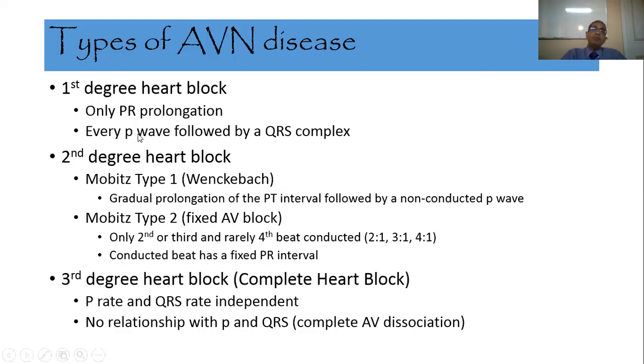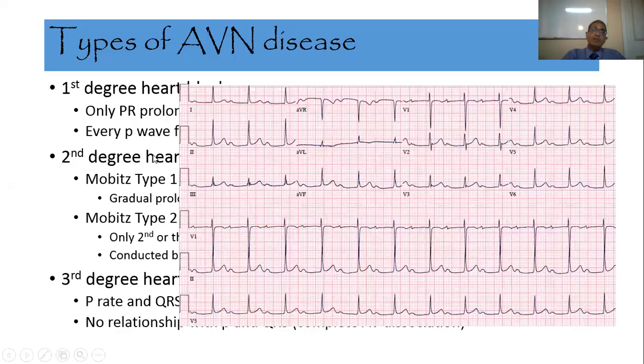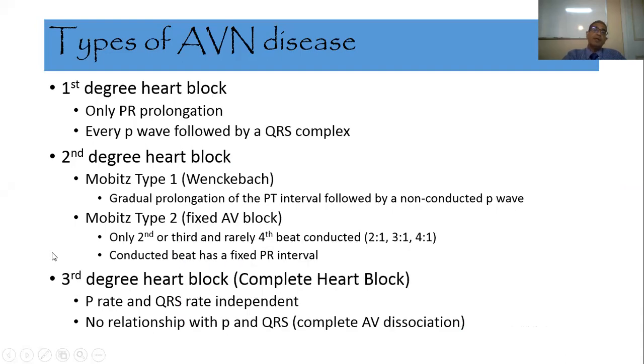But every P wave is conducted to a QRS complex. So therefore, you won't see any bradycardia at all. You will see something like this, where the rate is fine. Every P wave is conducted as a QRS complex, but you will note that the PR interval is very, very long. Where a PR interval is usually within one big square, here it's nearly two squares. So that is the first type of heart block, which is called first degree heart block.